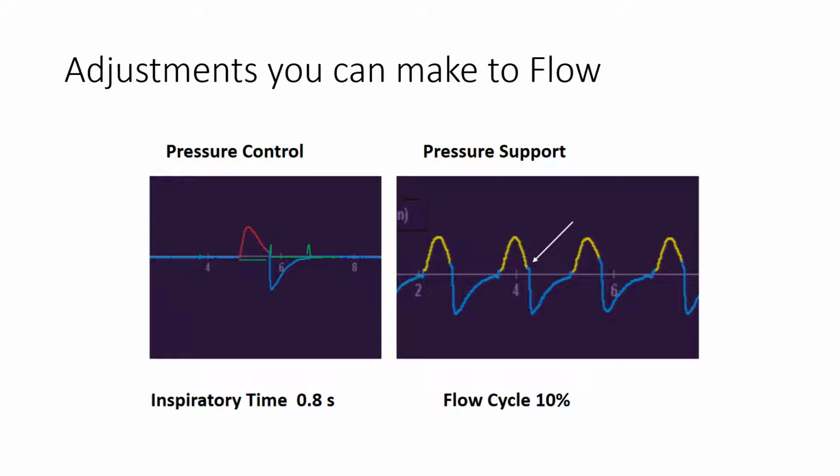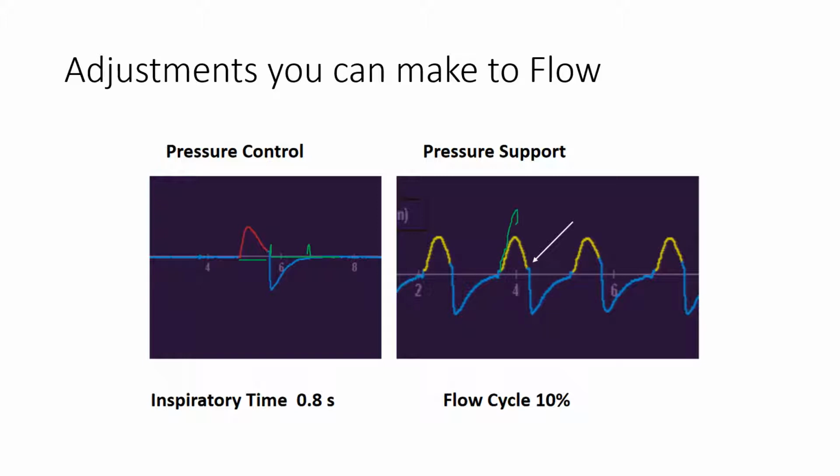The other adjustment you can make is your flow cycle percent. What this does is allow the patient to exhale after 90% of the breath has been delivered. So it allows them to dump the last 10%. Now we can see that in this picture because on inspiration, the patient takes their breath in.